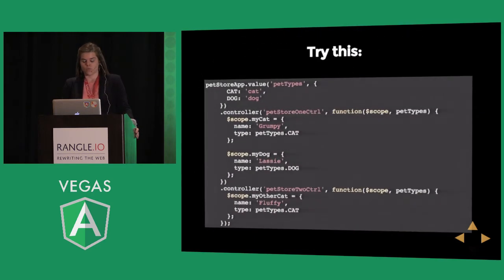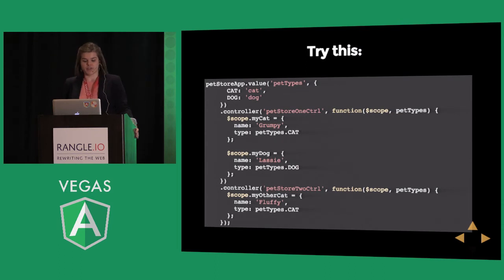What would be better is to use an Angular value. We can create this pet types value, and it has cat and dog properties. I have them all caps because I'm considering these constants for my particular app. Then we can inject that value into each controller that we need it. My code doesn't really change that much, but now instead of specifying the string here, I'm just telling it to use the petTypes.CAT string or petTypes.DOG. Now it's a bit abstracted. I only have to change it in one place. It's less redundant.